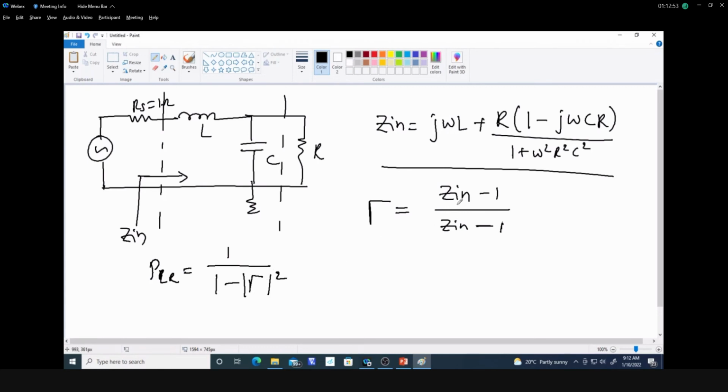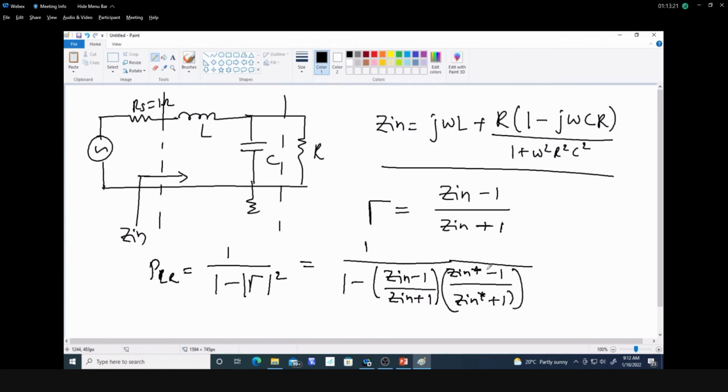Now if I put this gamma in terms of the input impedance, we are going to get 1 over 1 minus, Zin minus 1 over Zin plus 1. Since it is a gamma square, we can take the complex conjugate of the input impedance and multiply: gamma is (Zin minus 1) divided by (Zin star plus 1). Now if I take the magnitude value of these two, even though a complex conjugate is there, when we take the magnitude it will become the magnitude of gamma square.